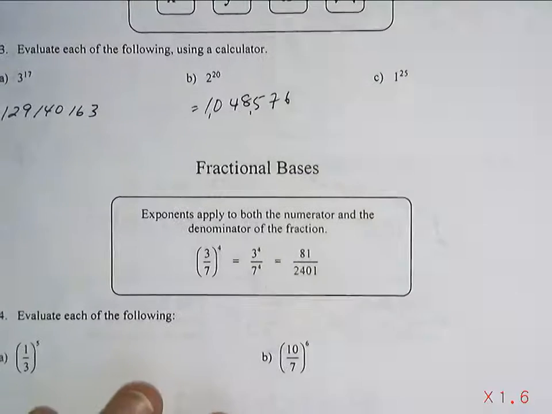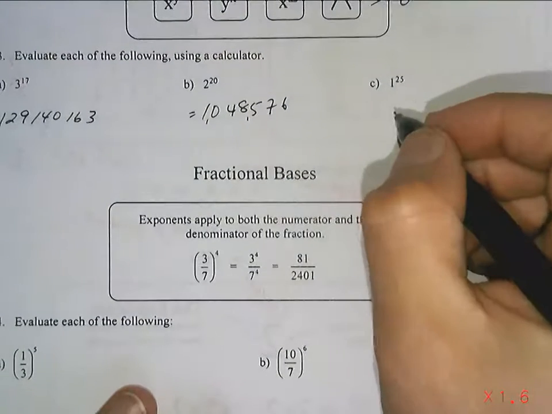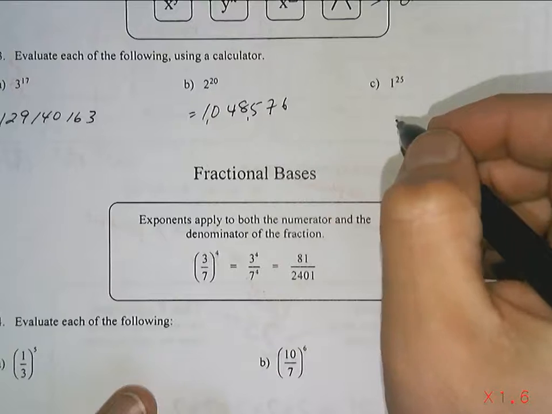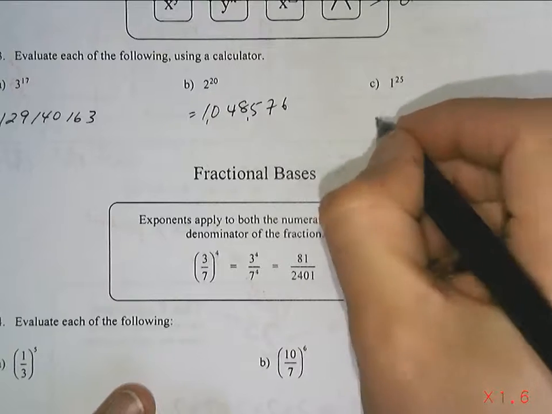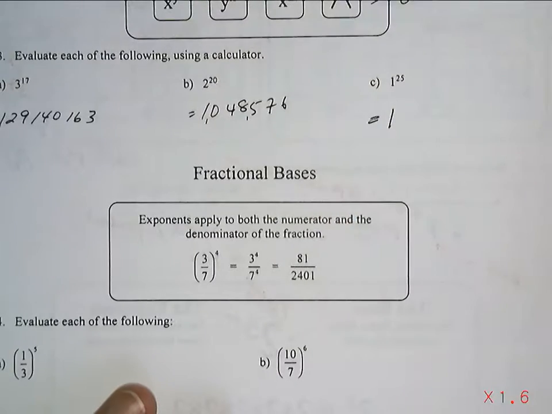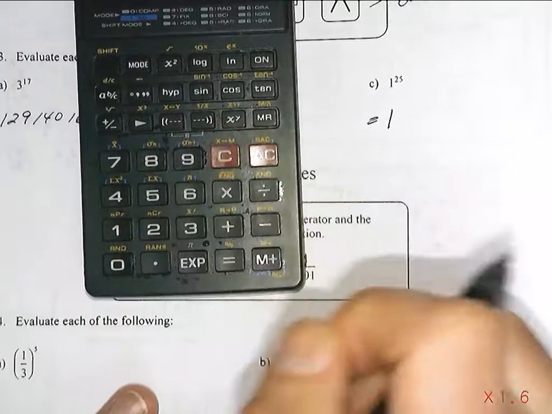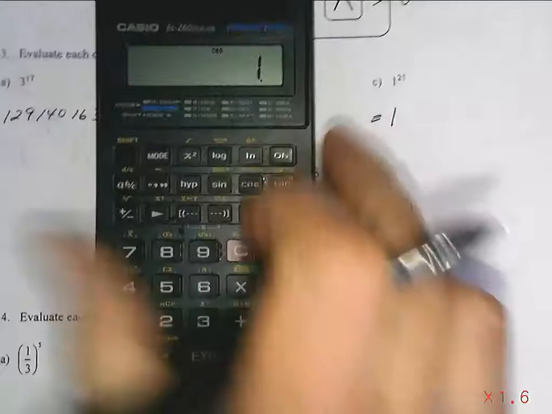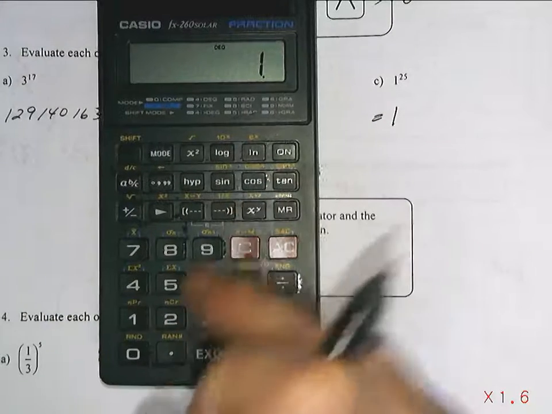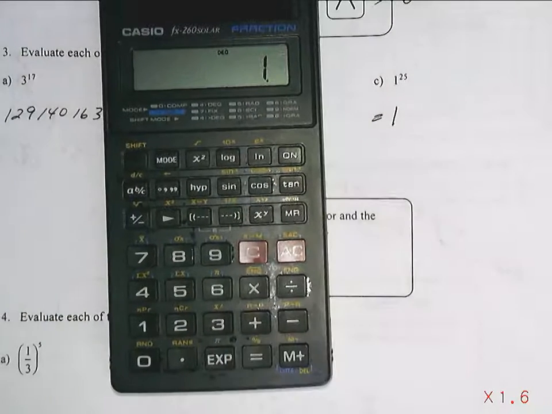1 to the 25. Now, do you think you need a calculator for this? This is going to be 1 times 1 times 1 times 1, 25 times. That's simply going to equal 1. Let's check it out. 1 to the 25 is 1, because all those 1s multiply just to give 1.